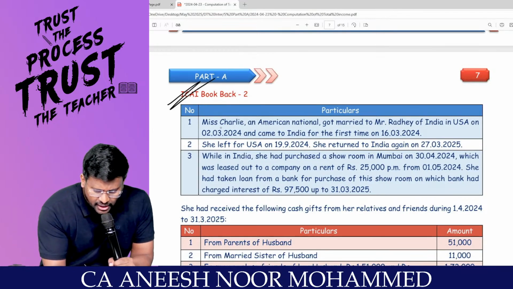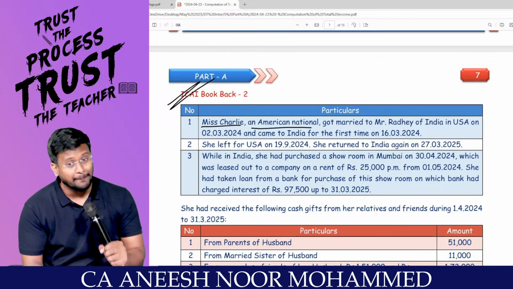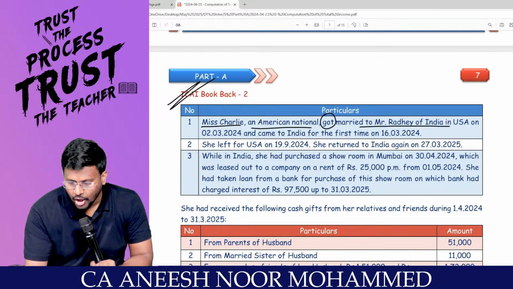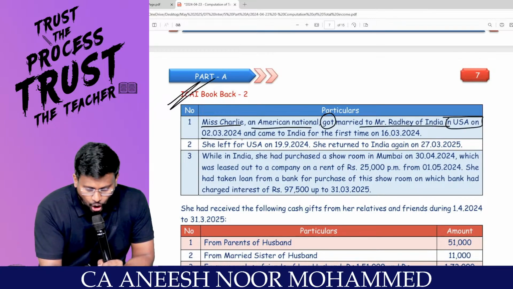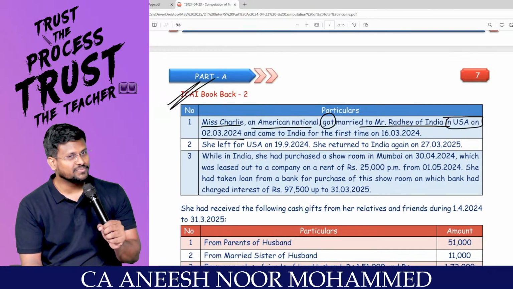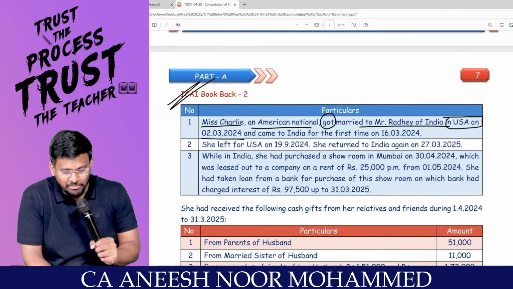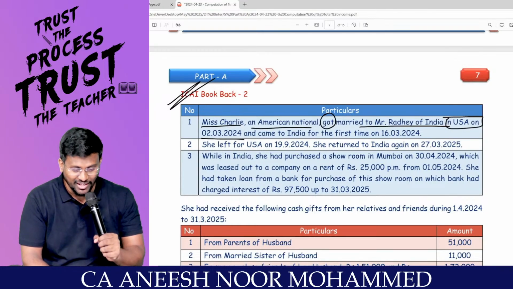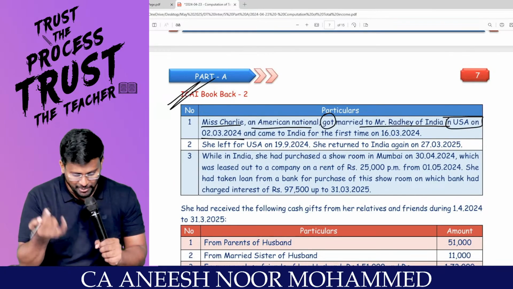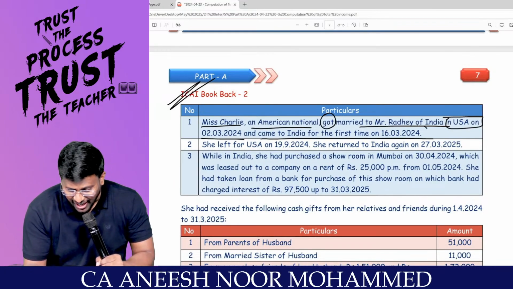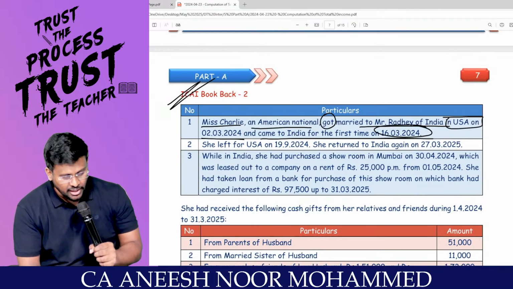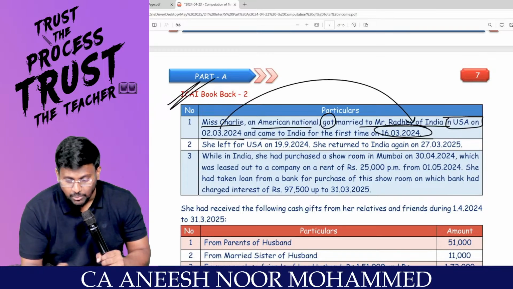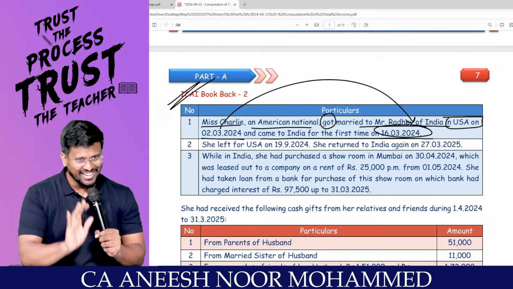Miss Charlie, an American national, got married to Mr. Radhe of India in USA on 2/3/2024. That means Miss Charlie got married to Mr. Radhe, and came to India for the first time on 16/3/2024. Marriage on 2/3, came to India on 16/3. Don't analyze that. Come to the date.